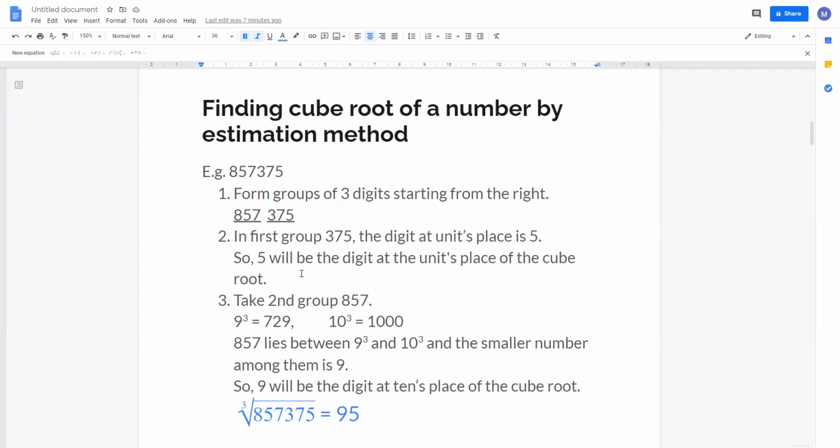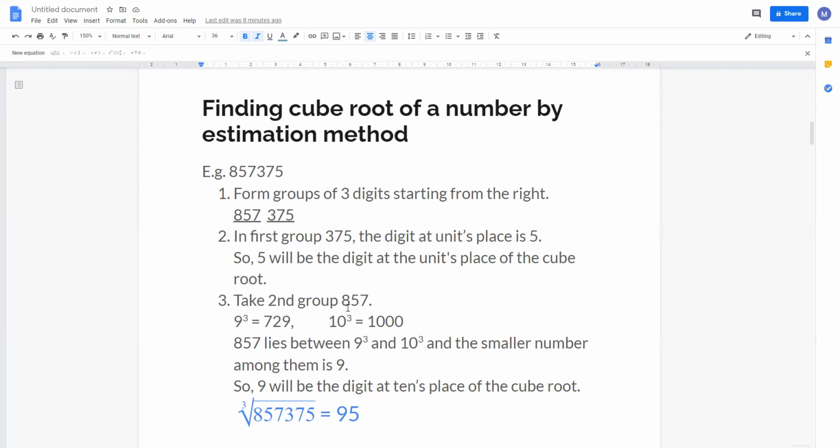In the next step, we have to find out the units digit of the first group. The first group is 375. What is the units digit? The units digit is 5. So we know that if the units digit of a perfect cube number is 5, then 5 will be the digit at the units place of the cube root also. We learned in the first part of the lesson the relation between the units digit of a perfect cube number and its cube root. So if 5 is the units digit of the perfect cube number, then in the cube root also the units digit will be 5 only. So that is decided now.